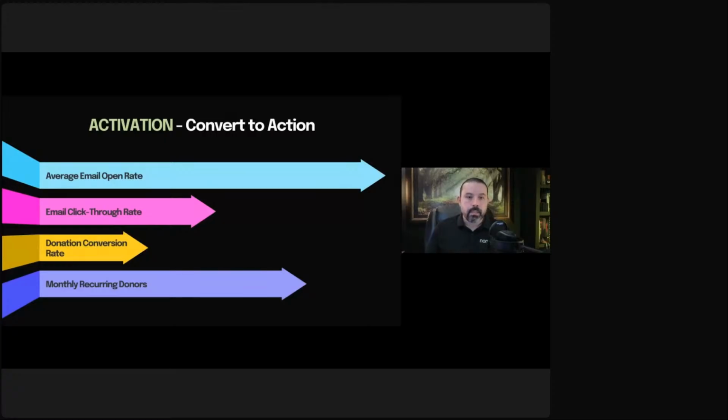Okay, let's move on. Activation. All right, now we've gone through engagement, we've gone through cultivation. We're going to talk about activation. You want to monitor your average open rates. You want to look through your click-through rates on email, which I actually argue is more important. Your donation conversion rates. Are people actually giving when you ask them to? And your monthly recurring donors.